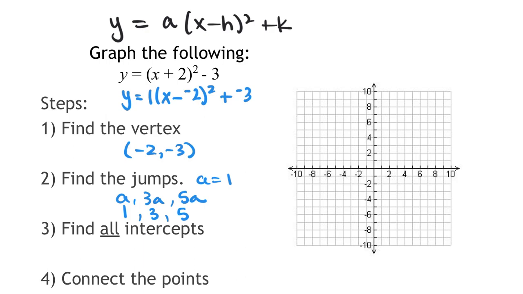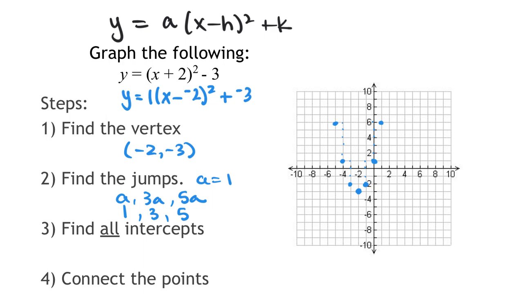So let's plot those points. At -2, -3, that's right here. And our first jump is up 1 and to the right and left one from that point. And then from that point, the third one is up 1, 2, 3, and over 1. And from that other point, 1, 2, 3, and over 1. And then the last one, 5, up 1, 2, 3, 4, 5, and over 1. 1, 2, 3, 4, 5, and over 1.